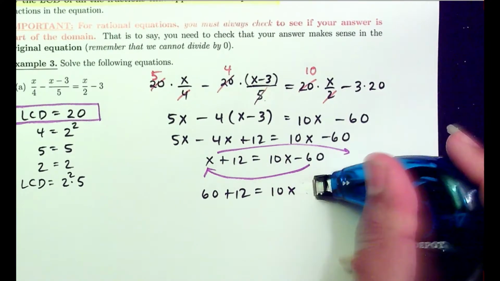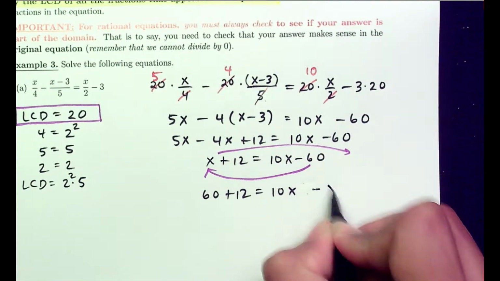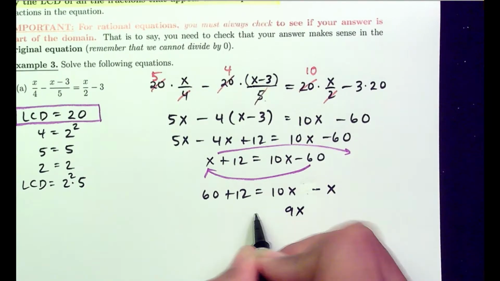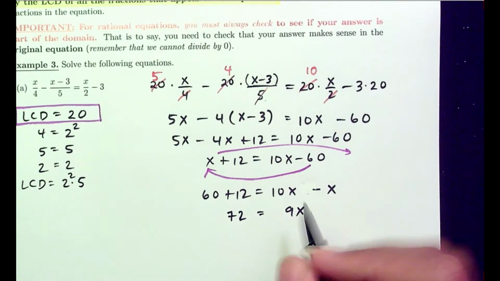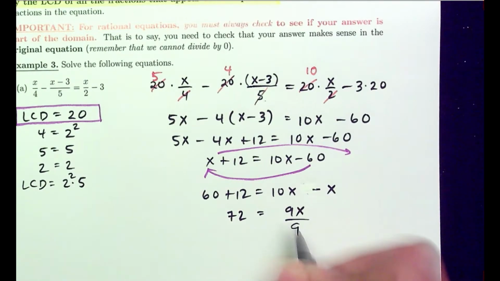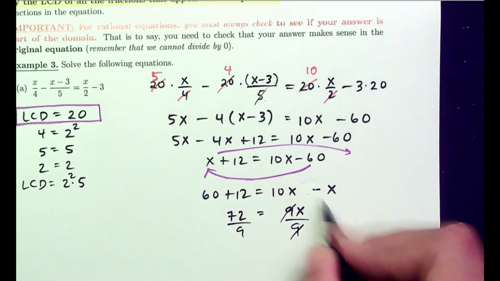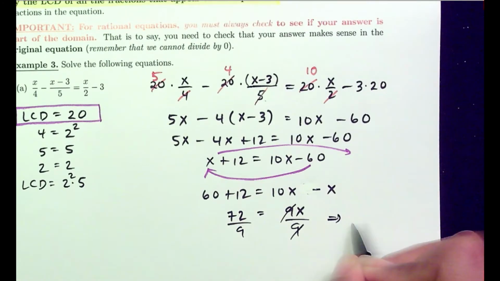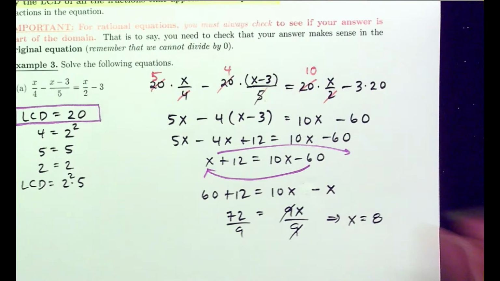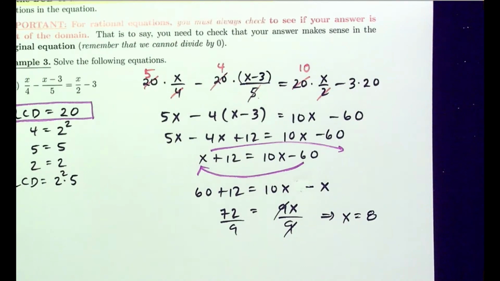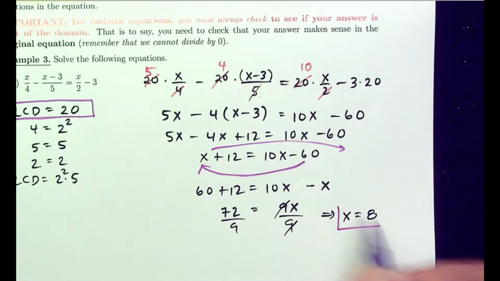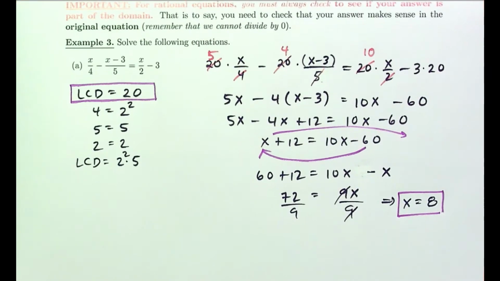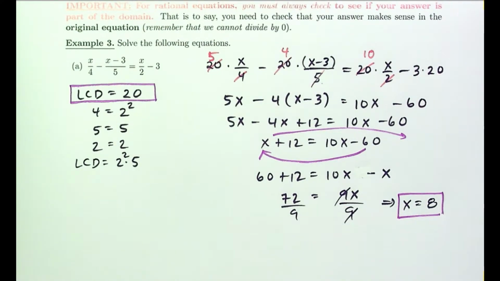10x minus x, which is 9x. And then this is 72, and then dividing by 9, we're going to get that x equals 8. Okay? Once you find your value of x, remember that you should make sure that this value of x does not make any of the fractions have a 0 on the denominator.